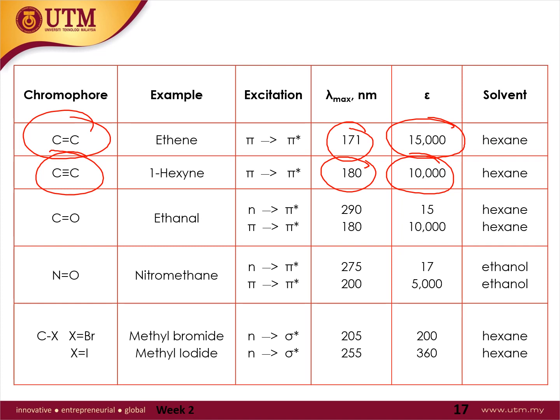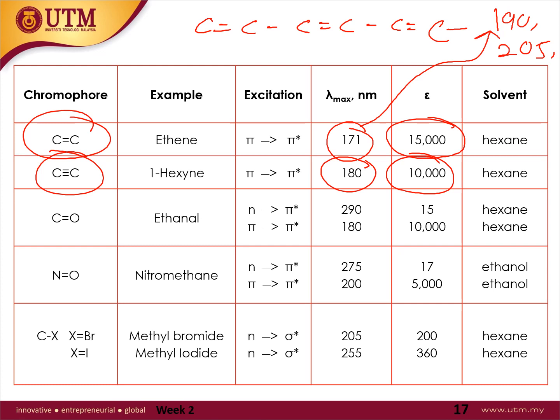But if you have conjugation, remember, kalau you ada conjugation like this, okay, it will shift from 171 to maybe 190, and then lagi banyak lagi 205, and then maybe 210, and so on. Okay, and then we have carbonyl over here.